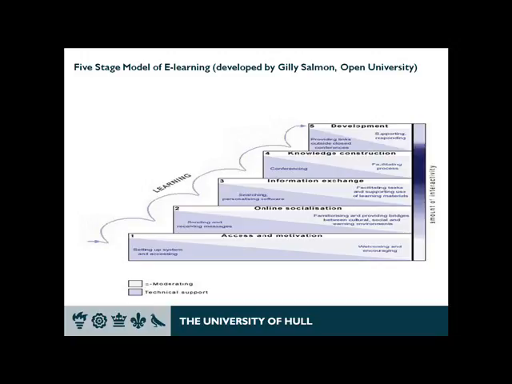And this 5-stage model just suggests that for new e-learners, they first of all go through a stage of access and motivation, then online socialization, then information exchange, where they're exchanging ideas, perhaps exchanging references. Then they move into knowledge construction. And finally, they move into what she calls development, which is really when you're taking off as an e-learner and want to lead and facilitate the processes yourself. So that 5-stage model I think is really useful. And if you do anything after this talk, I'd suggest you look that up and read up about it.